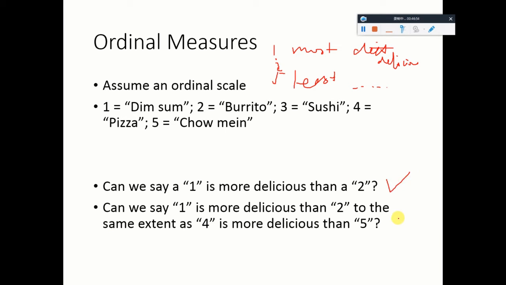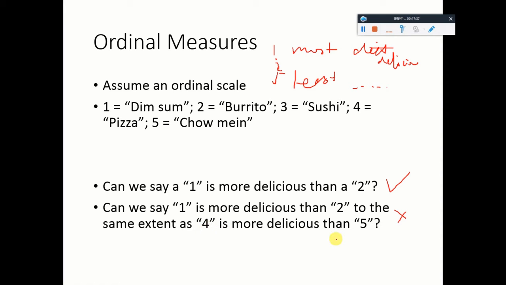This is yes. This is no. Why is this yes? Because we said before that an ordinal measure can tell us the rank. So 1 is ranked above a 2. So we know that 1 is better than 2. But what an ordinal measure cannot tell us is the differences in degrees. Even though we know that 1 is better than 2, we don't know how much better 1 is compared to 2. For the same reason, we know that 4 is better than 5, but we don't know how much better 4 is than 5.